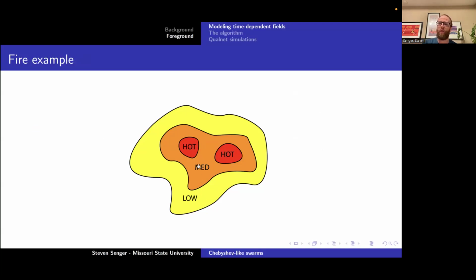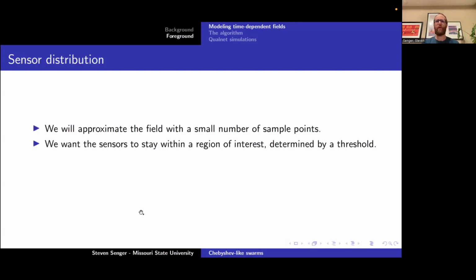So as these temperature sensors are flying out and they see that the temperature is getting low, I'm going to want them to stop here. I don't want them to get outside of the yellow area. That is determined by some threshold value. So there's some temperature value, and I say, hey, if you get below this temperature value, get back in.